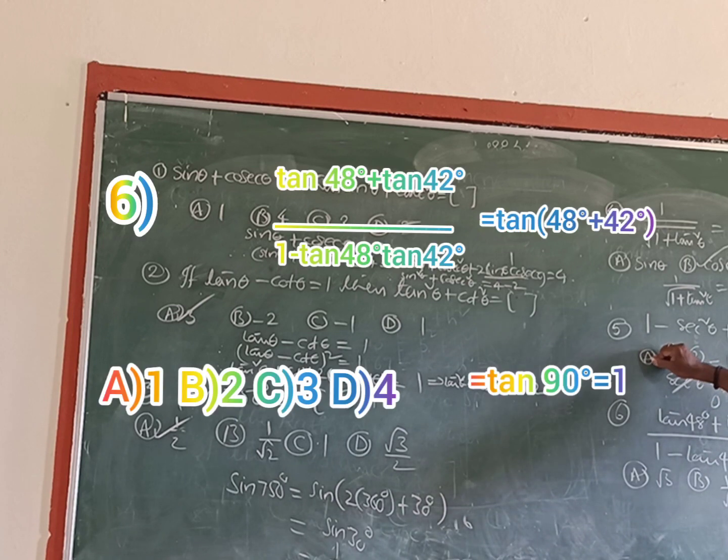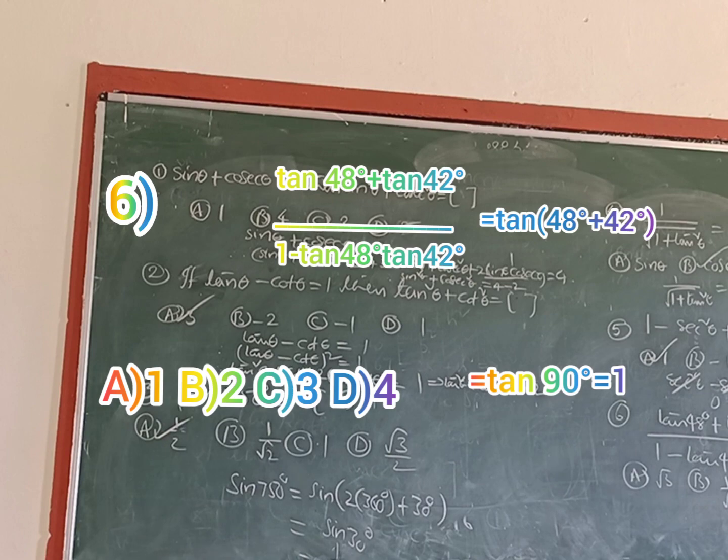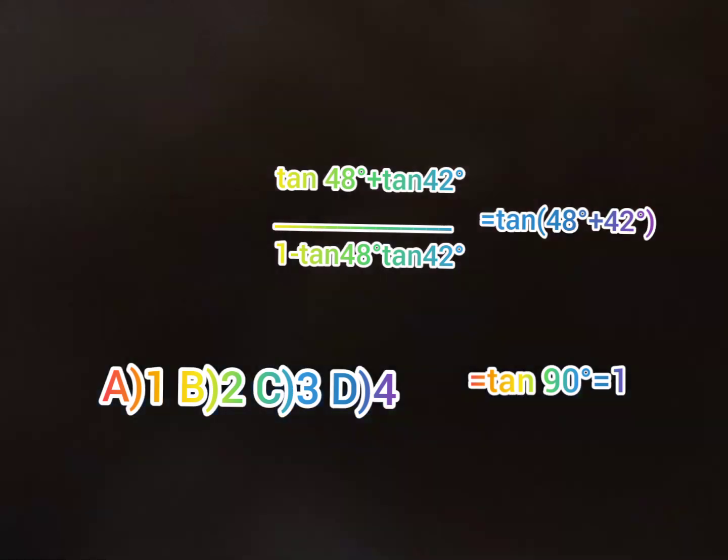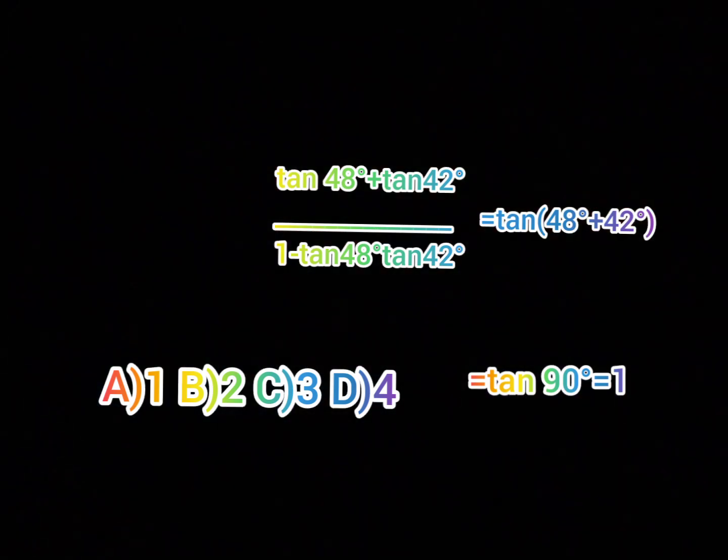Now let us observe the next question. Tan 48 plus tan 42 by 1 minus tan 48 and tan 42 is in the form of tan (A plus B), tan 90. Option is A.